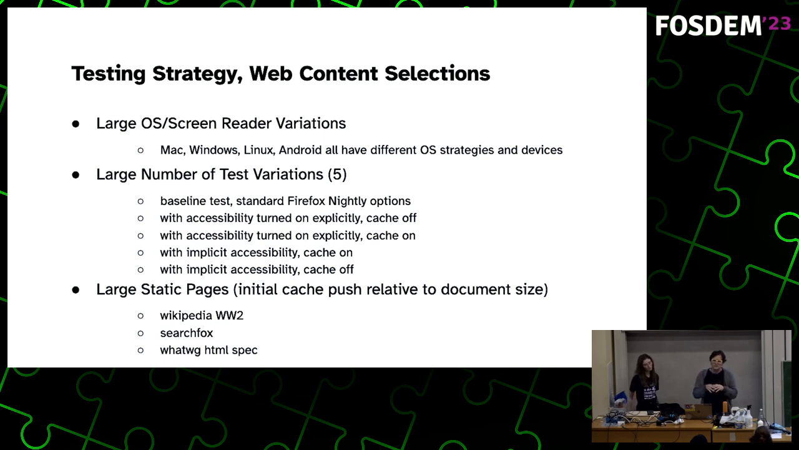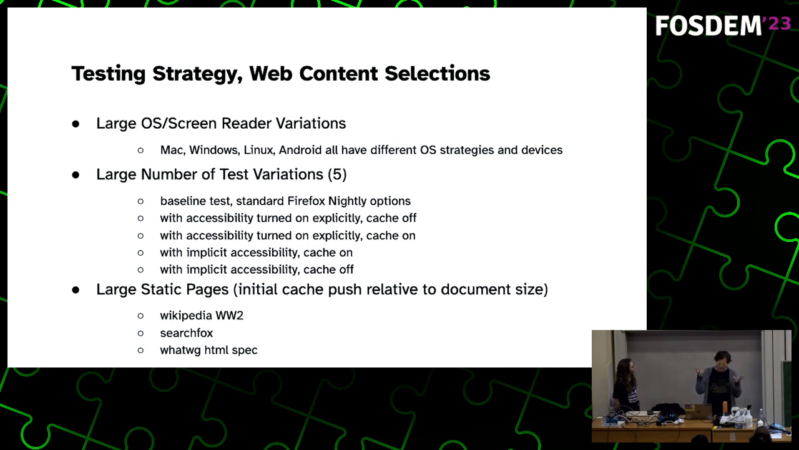And then we were looking for specific problematic web content that would really trigger the worst case scenarios here. In general, the worst case web content for this is really large static web pages. So what did we do? We added 3 specific sites. Actually, I think we have like 5 sites. But in general, Wikipedia World War II is a great test page for testing accessibility.